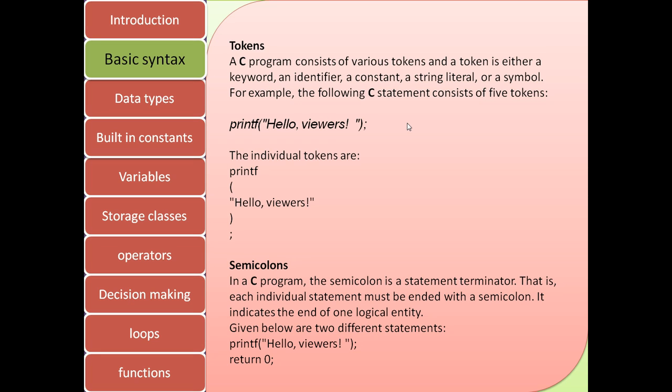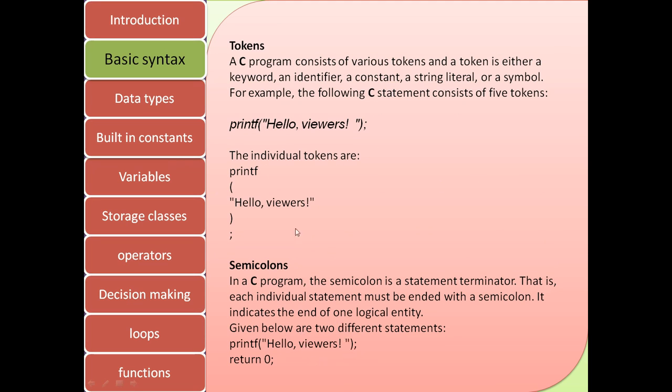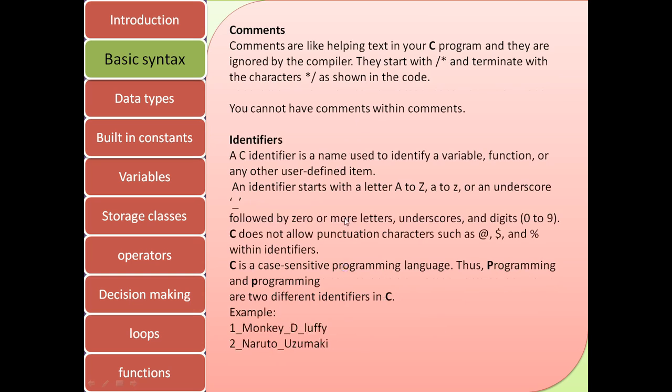For example, consider the following statement: printf("hello viewers"); The individual tokens present in this statement are printf, parenthesis open, "hello viewers", parenthesis close, and the semicolon. The second basic building block is semicolons. In C, the semicolon is a statement terminator. So whenever you want to end a statement, you have to end it with a semicolon. This indicates the end of a logical entity.